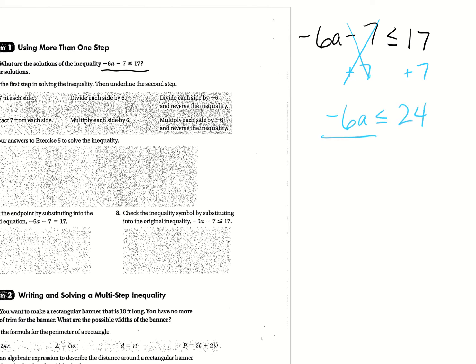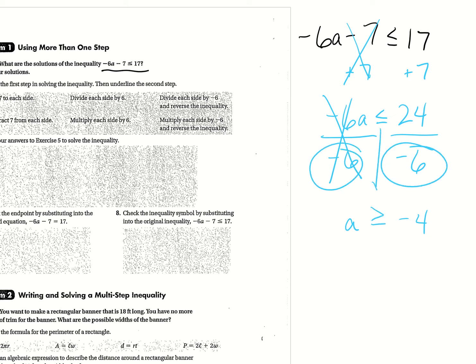And then our next step is to divide both sides by negative 6 in order to completely isolate the variable. Those will cancel, and we're left with a, and then 24 divided by negative 6 is going to be negative 4. Remember, since we divided by a negative number, we have to flip the sign. So we end up with a is greater than or equal to negative 4.